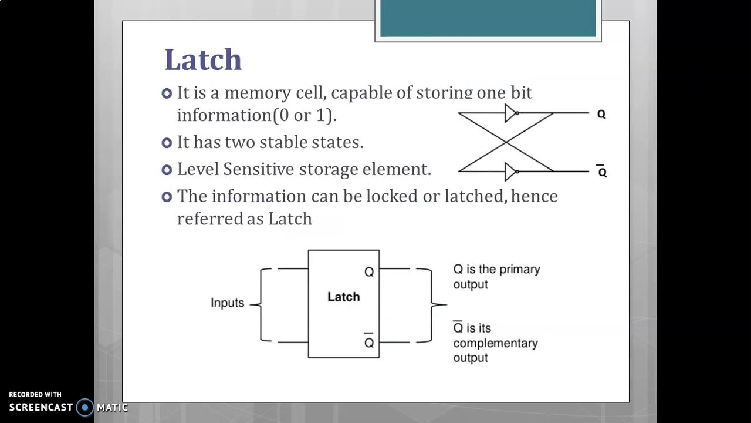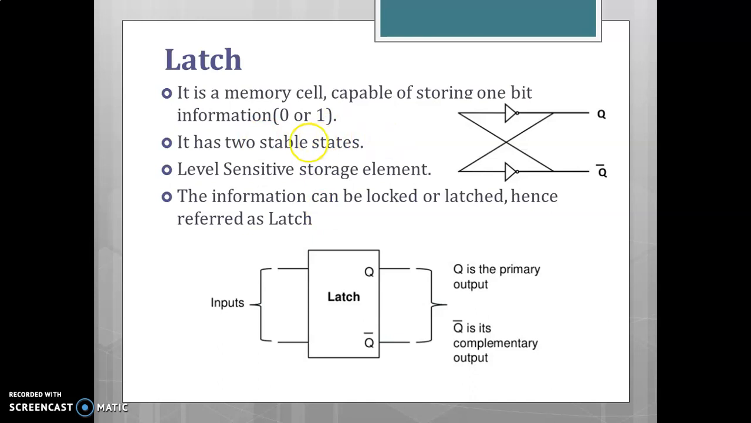Latch. The latch is a memory element which is capable of storing 1-bit information, either logic 0 or logic 1. That is, it has two stable states. Hence, the latch is a bistable element. The 1-bit information can be locked or latched, and hence it is referred to as a latch.